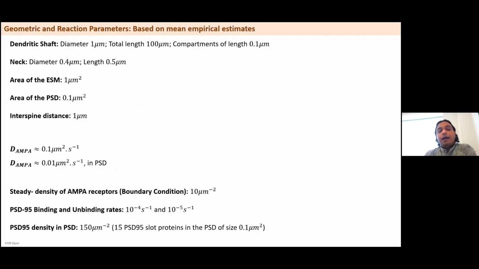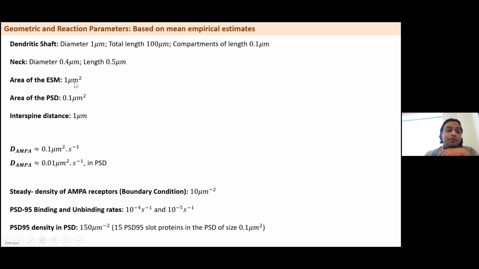Now, I am very soon going to dive into the results section. For the geometrical and reaction parameters I'm using here, the dendritic shaft, the dotted dendritic branch, has a diameter of 1 micrometer and a length of 100 micrometers. The small compartments I have created in it are of length 0.1 micrometer. And the neck of all the spines is identical, with a diameter of 0.4 micrometer and a length of 0.5 micrometer.